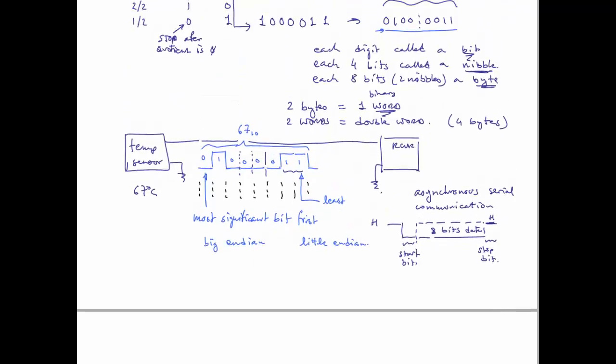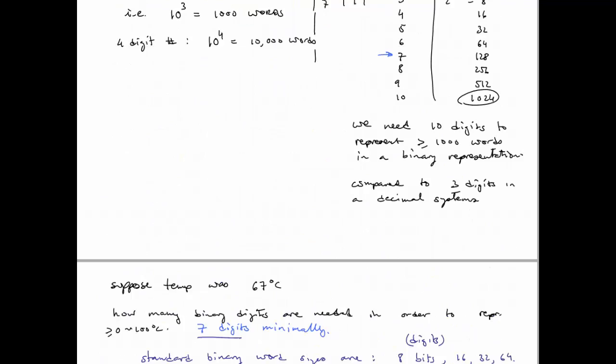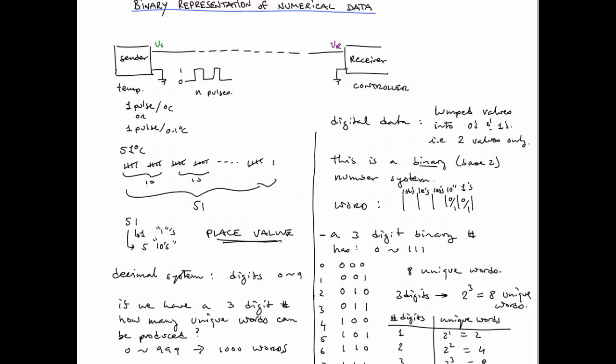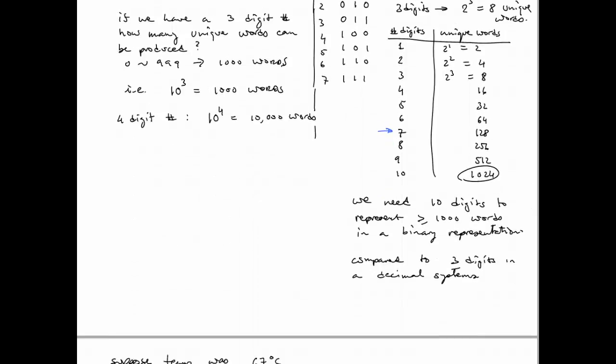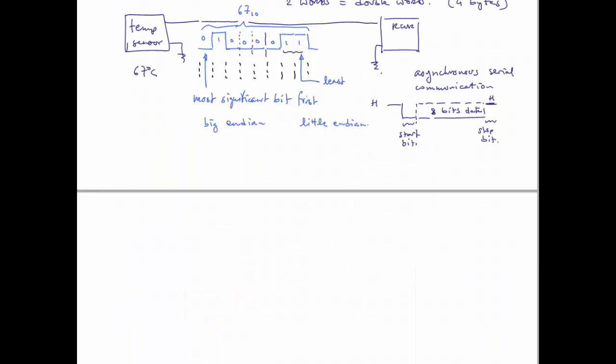Okay, so at this point, let me go back to the beginning: what were we trying to accomplish here? Binary representation of numerical data. What we've established is that just like you can have multiple digit decimal values, we can have multiple digit binary values. And as soon as we have multiple digit binary numbers, then we can start talking about the arithmetic that goes along with that.